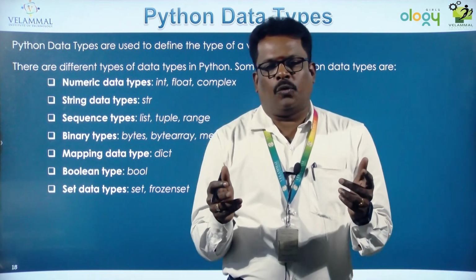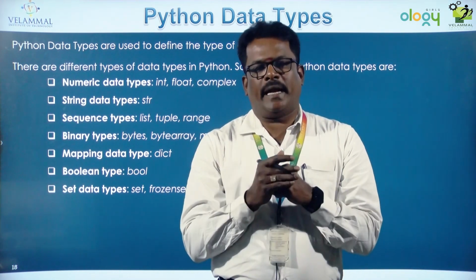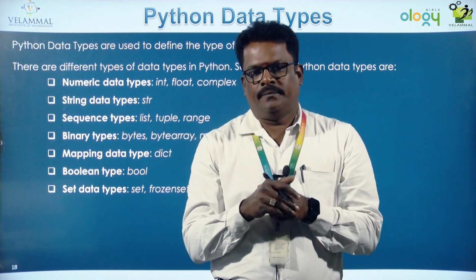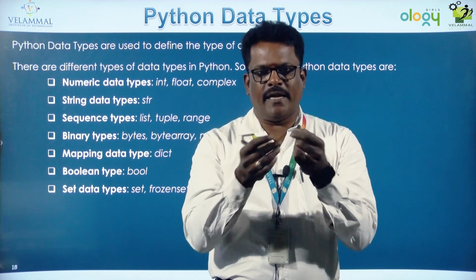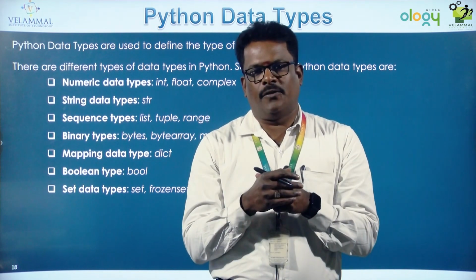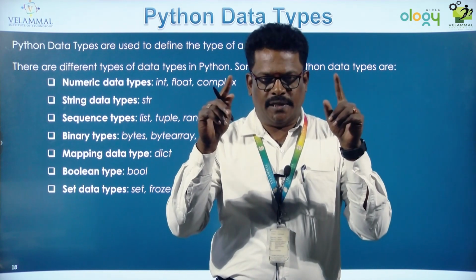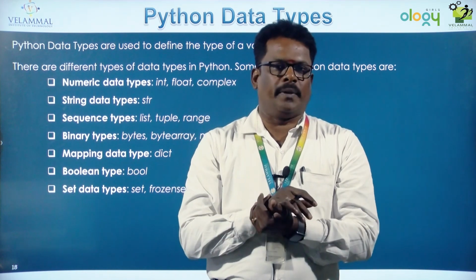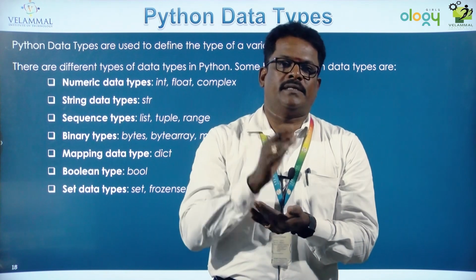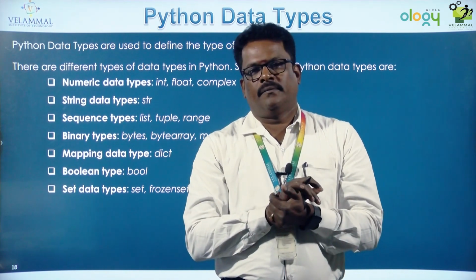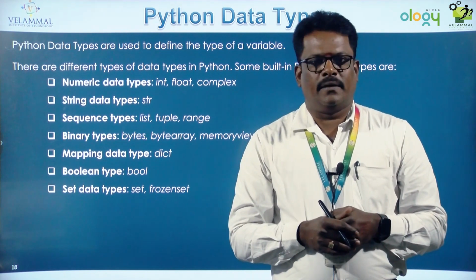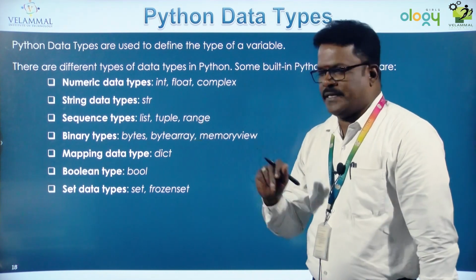But one more type is there, tuple. We can create a tuple by using brackets, parentheses. Inside the parentheses, we can declare all the values. When you see a list of values inside parentheses, then it is called a tuple. This tuple is immutable. We cannot change the values, we cannot update. Third one is range.